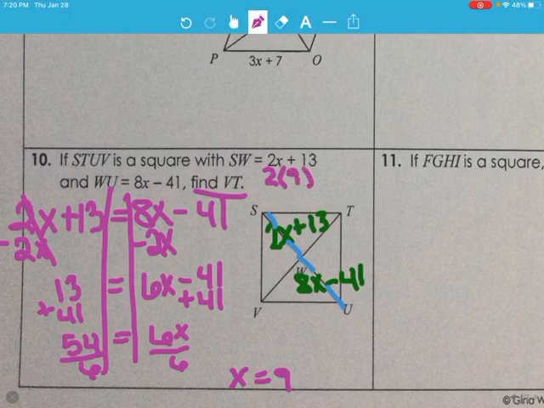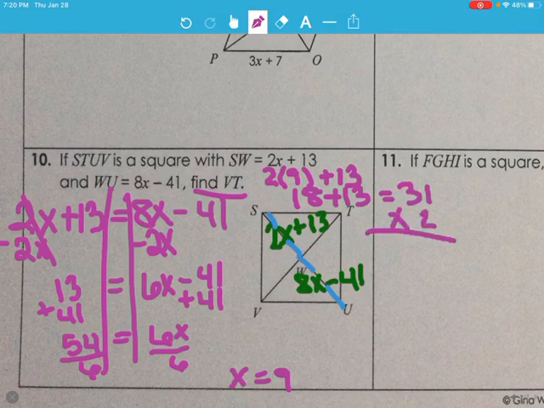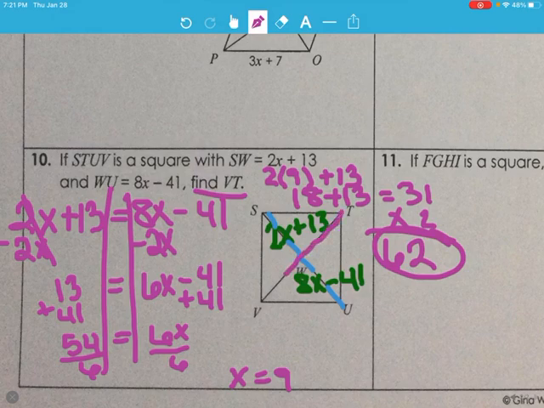Instead of x, it's 9. 2 times 9 is 18, plus 13 still, which is 31. But that's half the line, so multiply that by 2 to get the whole line, and that is 62. So please pay attention to what they're asking for. In this case, they did not want a half, they wanted that whole line. I'll even trace it, okay?